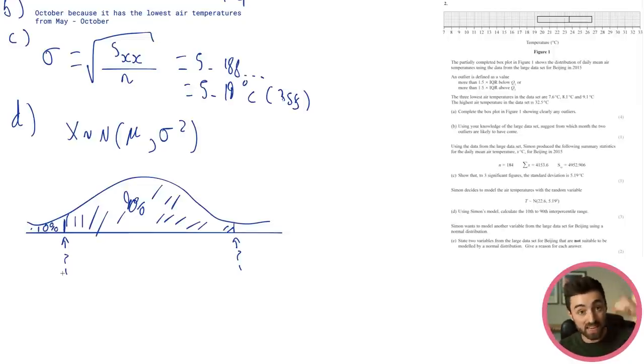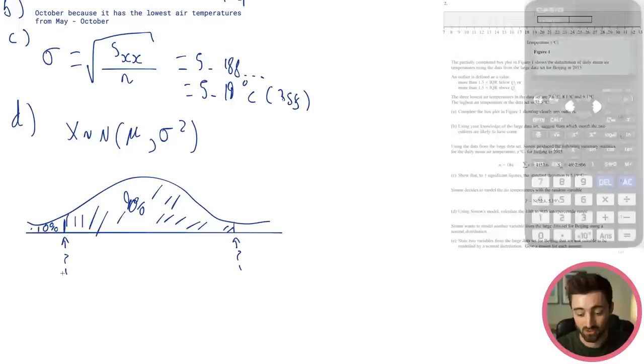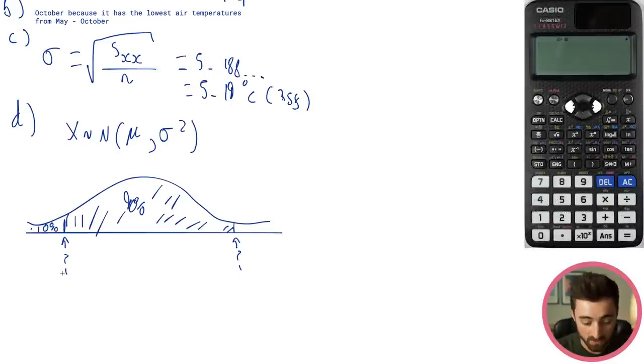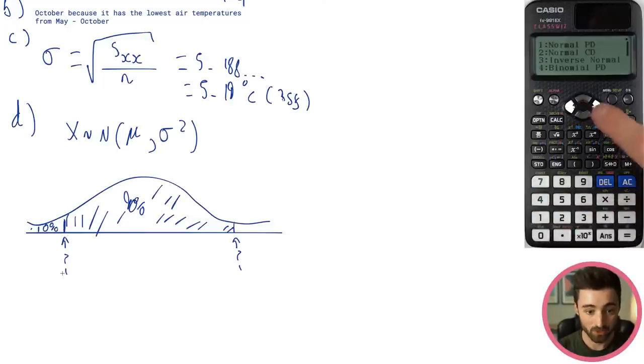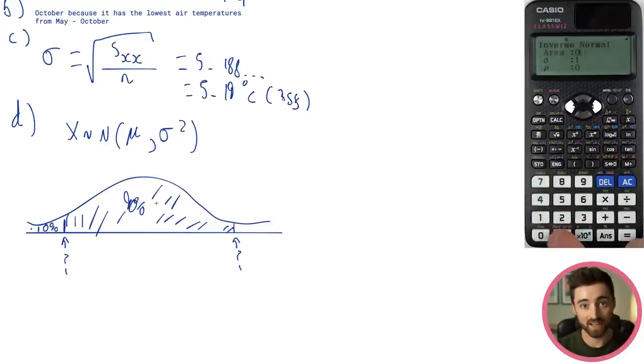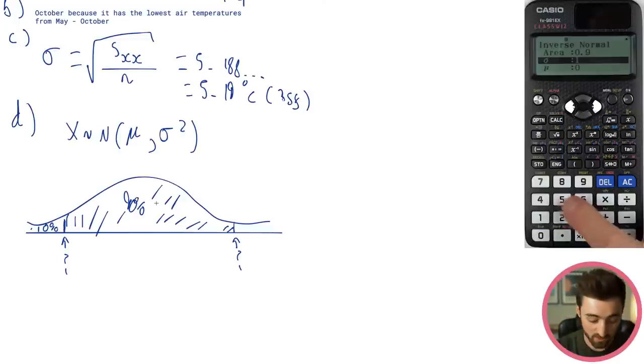Because we're given the area and we want to get the value down here, this is when we use the inverse normal. So we go to menu, then 7, which is distribution, and 3, which is inverse normal. To get the 90th one, we do area as 0.9, because that's the probability that corresponds to 90%. Then you just put your sigma and your mu in. My sigma looks to be 5.19, and my mu looks to be 22.6. All I need to do now is press equals.